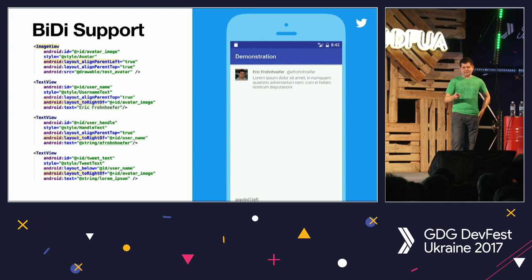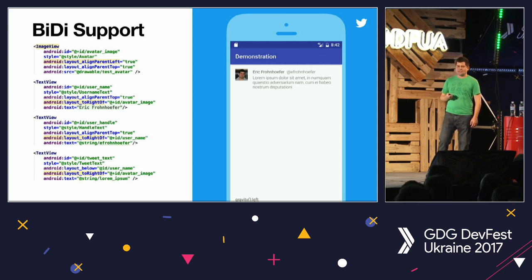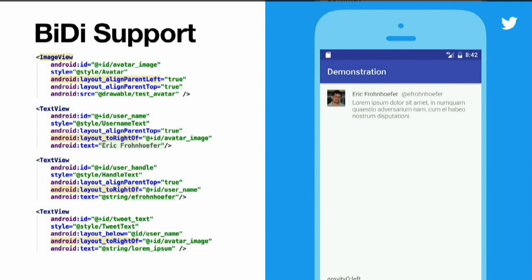Here's an example of bidirectional support. Here I have English, or fake English, whatever that is, and it lays everything out left to right. Then I switch the text to Arabic. It detected that this was Arabic, a right-to-left language. No work. You didn't have to do anything.